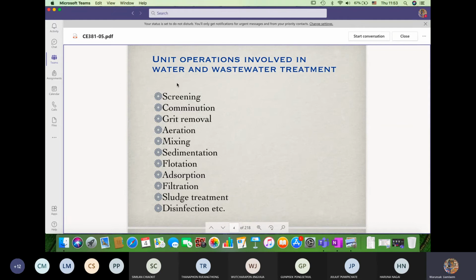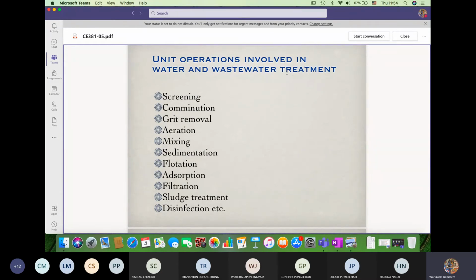Disinfection is a must for water treatment, but it may be optional for wastewater treatment plants, because for treated wastewater we don't have to kill all the germs. The germs may be there, but they won't cause any harm to human beings. We just dispose of the treated water into the natural receiving stream. The natural receiving stream will purify these pathogens by the self-purification process.